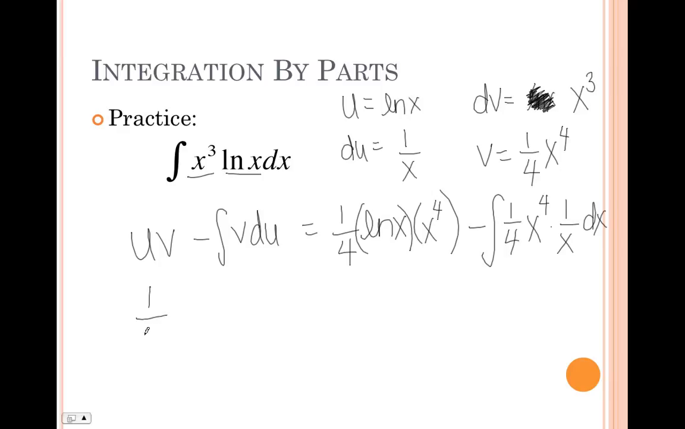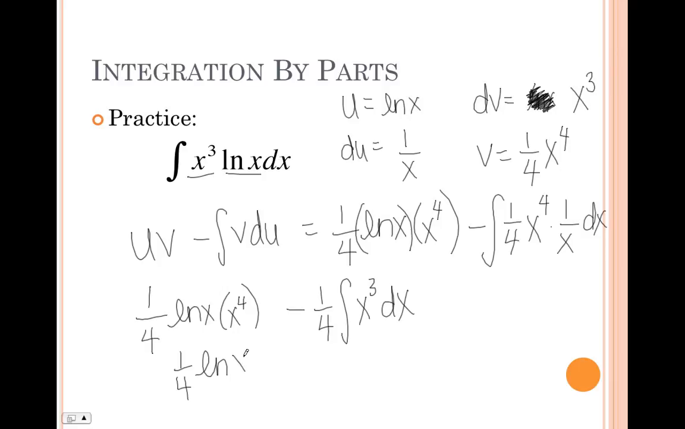So this gives me 1/4 natural log of x times x to the 4th minus 1/4 times the integral of x cubed. Which, if I integrate, I get minus 1/16 x to the 4th. I brought this up a power and divided by that power, plus c.